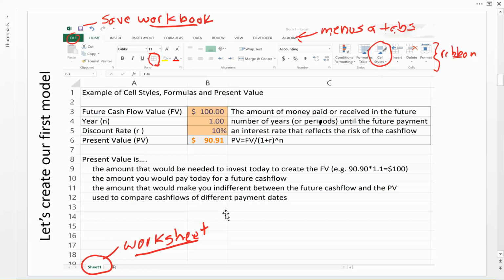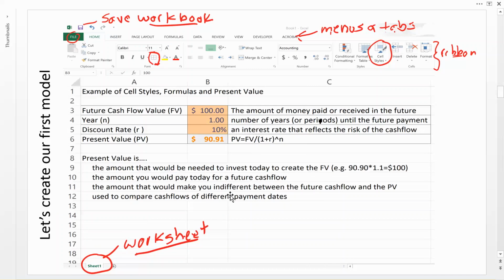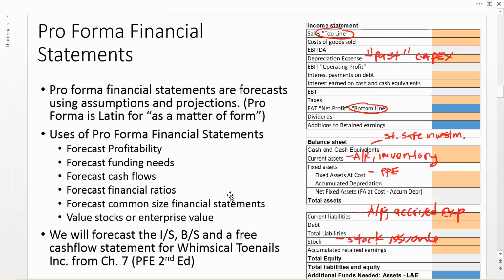All right, so we created our first financial model. So what we're going to move on to now is doing something called a pro forma financial statement. A pro forma financial statement is a forecasted financial statement. By the way, the word pro forma is Latin for as a matter of form. So we talk about pro formas or financial forecasts. What these pro forma financial statements do is you take a bunch of value drivers or assumptions. You start with some actuals, and then you forecast.